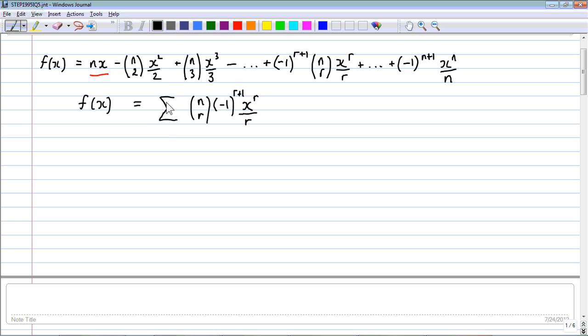Now also when you do a sigma, a sum, you need to write the beginning and end to make it clear. So here we're varying from r equals 1 to n because the first power of x is 1 and the last power of x is n. So that is a correct expression for f of x.